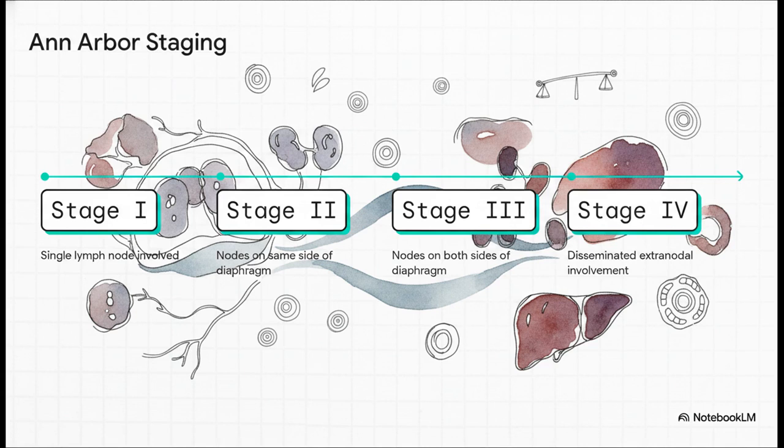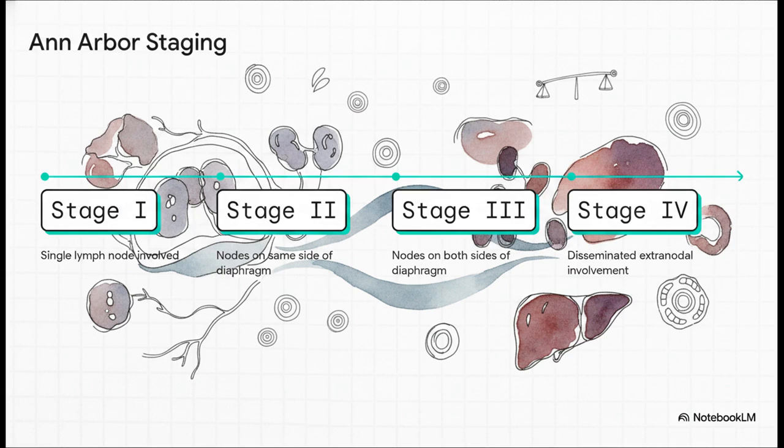Once we suspect it, we use the Ann Arbor staging system to track its linear, contiguous progression. Stage I means the disease is confined to just a single lymph node region. Stage 2 involves 2 or more nodal regions, but they are entirely on the same side of the diaphragm, so either all above it or all below it. Stage 3 is when the disease crosses that line, involving lymph nodes on both sides of the diaphragm. And finally, Stage 4 indicates disseminated extranodal involvement, meaning it's spreading to organs like the liver or bone marrow.